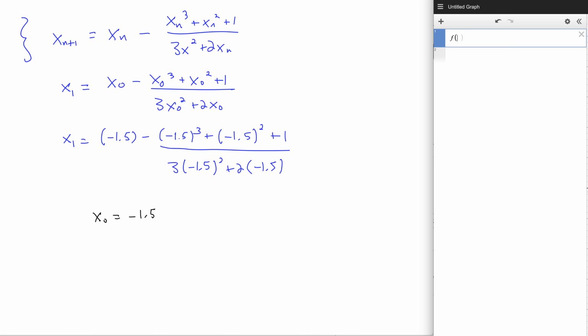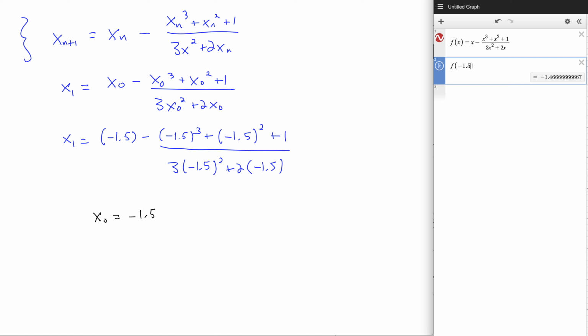I'm going to write this as f of x, and this will just save you a lot of time. There's tons of programs that would do this; Desmos isn't the only one. I'm going to write f of x equals x minus the fraction: up top we have x cubed plus x squared, and use the caret key above the 6 to get to the exponent quickly, plus 1, all over 3x squared plus 2x. Enter.